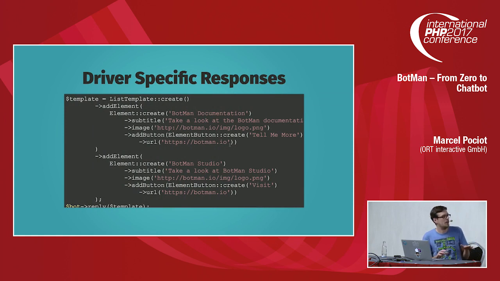So this is a little bit more complex. There are also driver-specific responses. Facebook, for example, has this concept of templates that you can use in your chatbot application, which is like a predefined layout that Facebook defines. In this case, it's a list template, which is just a list that has 2 elements. Each element has a title, a subtitle, an image, and a button. With this, you can create these templates in an object-oriented way and reply with it just at the bottom.